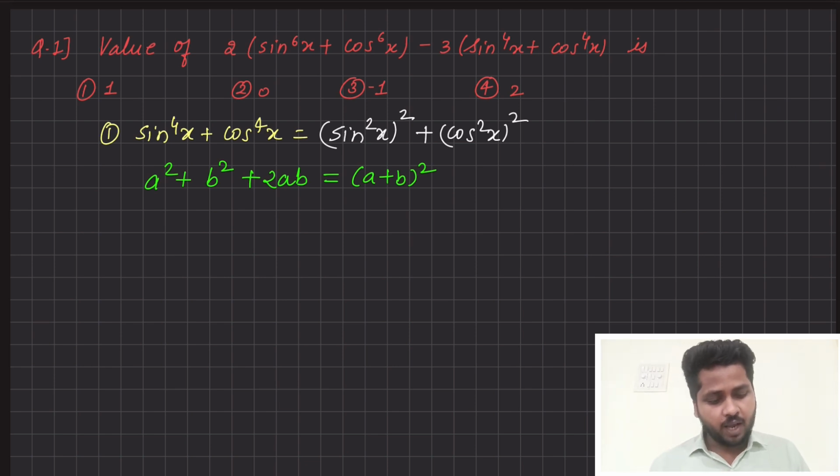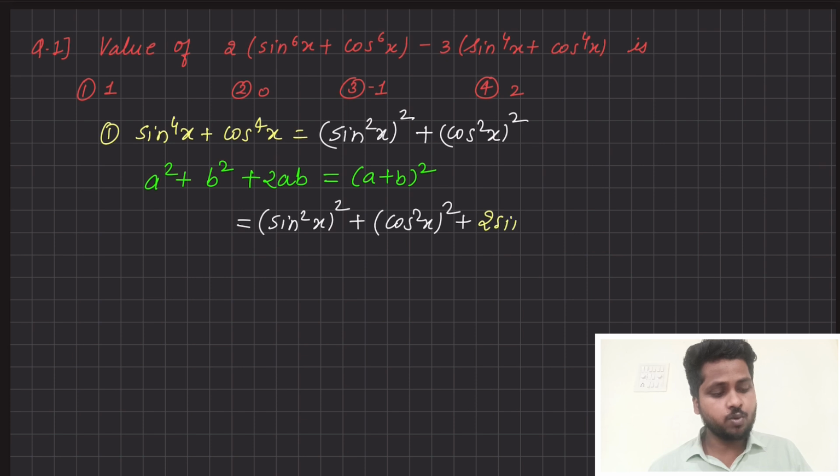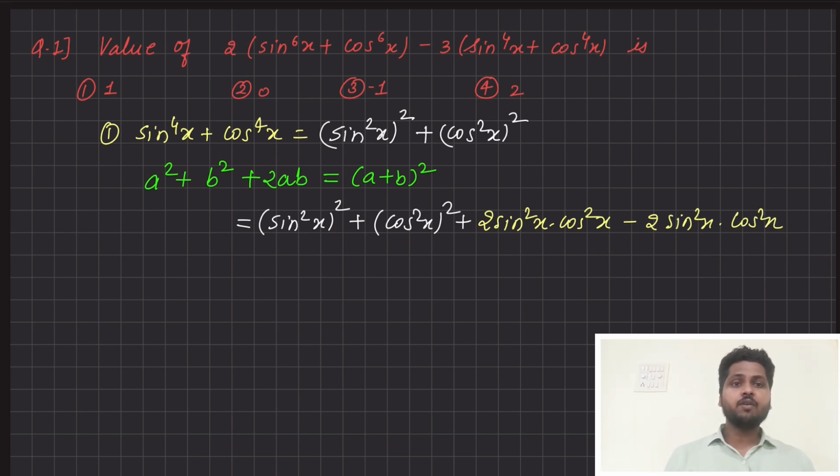So what I will do is, I will add and subtract 2 times sin square x into cos square x, right? Understanding? So I'll add here 2 times sin square x into cos square x, and then subtract 2 times sin square x into cos square x. So I hope everyone knows, if we have to add anything in the equation, then we have to subtract the same thing, because there is no change in that equation, okay.